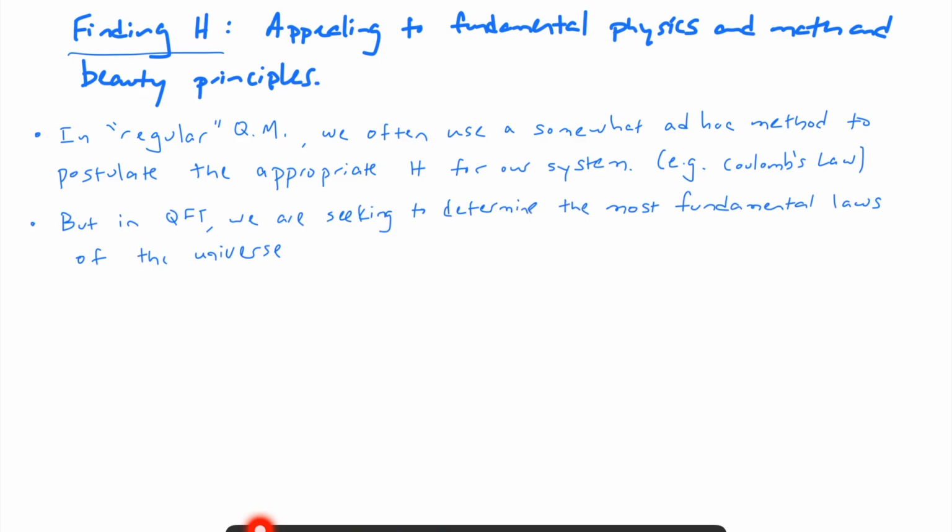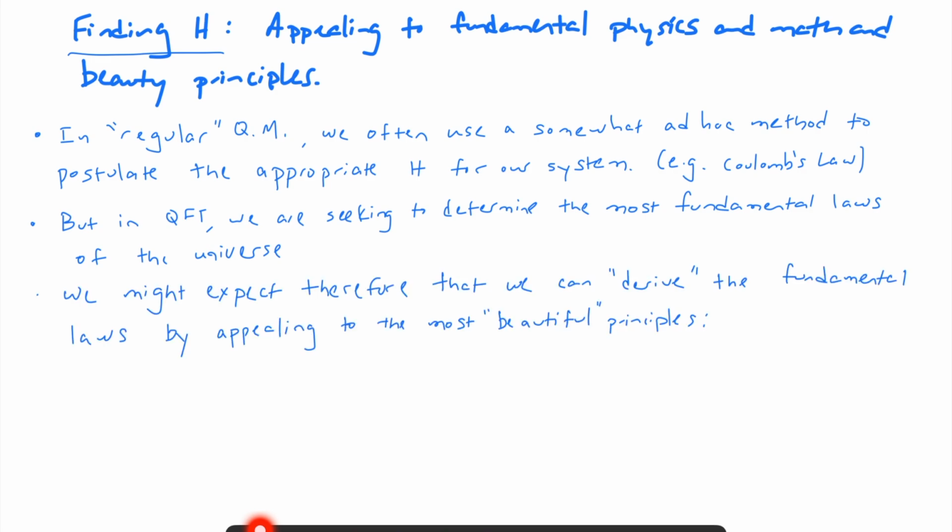But here, what we're really trying to do in quantum field theory is pretty dramatic. We are actually trying to find the underlying fundamental laws of the universe at the most basic level. And the idea is at the level of space that's created out of voxels and a one-dimensional ball moving up and down. So we might expect, therefore, rather than just throwing a Hamiltonian out there and seeing what we get, that we might, quote unquote, be able to derive the Hamiltonian from fundamental laws by appealing to the most beautiful principles.